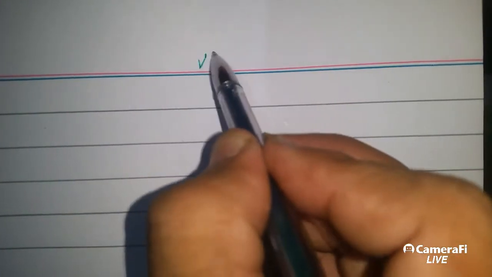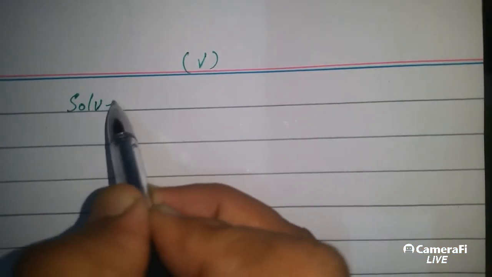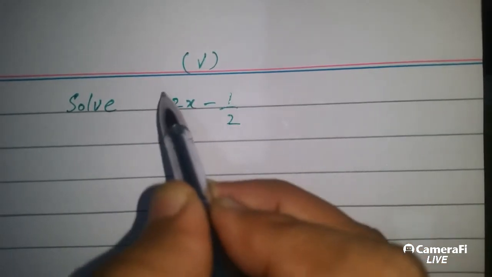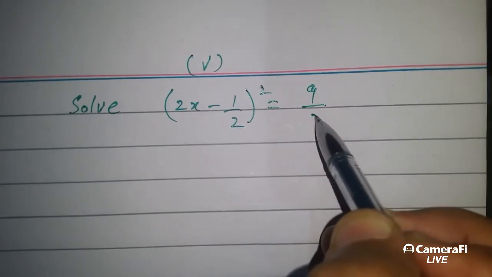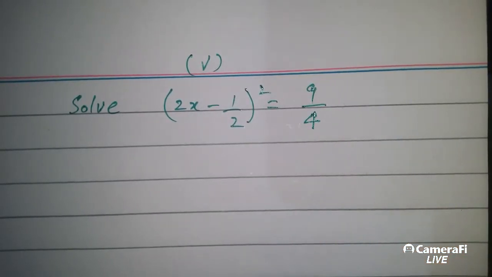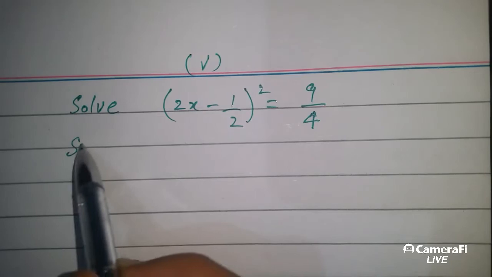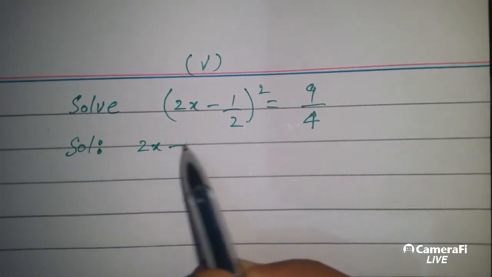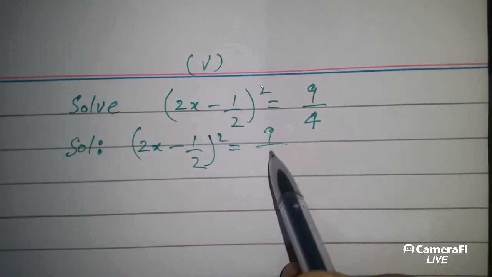Next question is: solve (2x minus 1 over 2) squared equals 9 over 4. So (2x minus 1 over 2) squared equals 9 over 4.